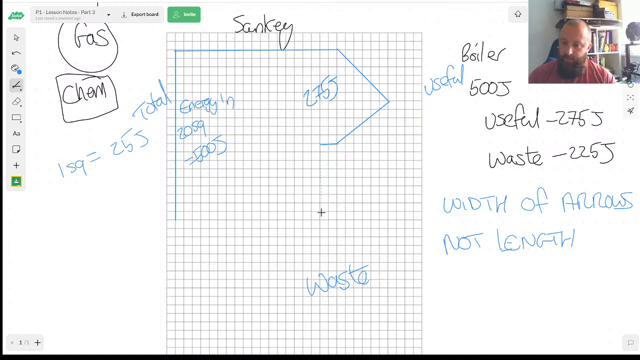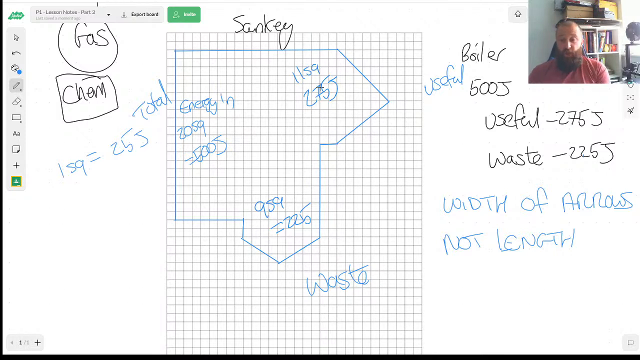Now, I now need an arrow that is 9 squares, okay? Because 9 times 25 is 225. So go 1, 2, 3, 4, 5, 6, 7, 8, 9. I'm just going to join this arrow up here. Okay. So 9 squares equals 225. And that one's 11 squares.